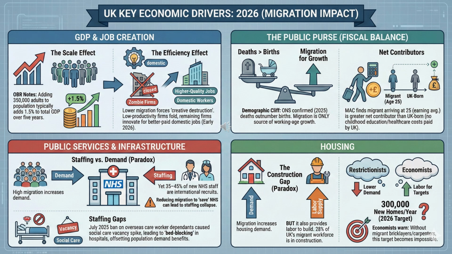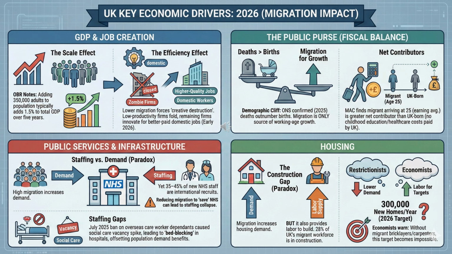In early 2026, we are seeing low productivity zombie firms fold because they can no longer rely on cheap overseas labor. This forces the remaining firms to innovate, potentially creating higher quality, better paid jobs for domestic workers. The public purse, fiscal balance. The demographic cliff. The ONS confirmed in 2025 that UK deaths are beginning to outnumber births. Migration is now the only source of growth for the working age population.